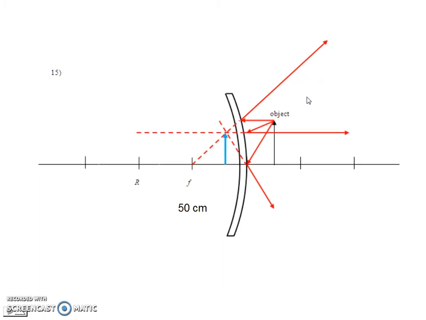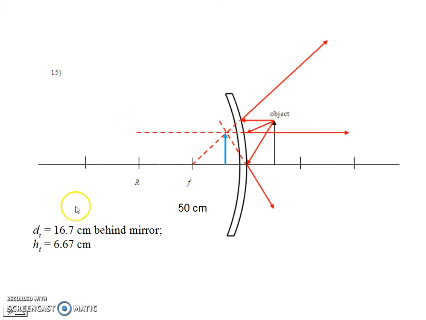Alright, now if you want to do the focal ray, this is where it's a little bit more of a challenge. This is where you take a light ray from the tip of the object, you aim towards the focal point on the other side. It reflects back parallel, and then we trace it backwards. It should meet the others. Here's the math answer, 16.7 centimeters behind the mirror.